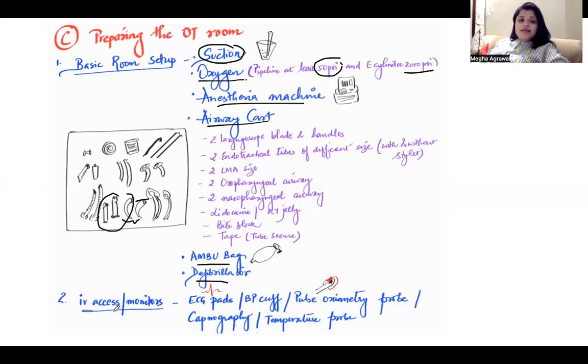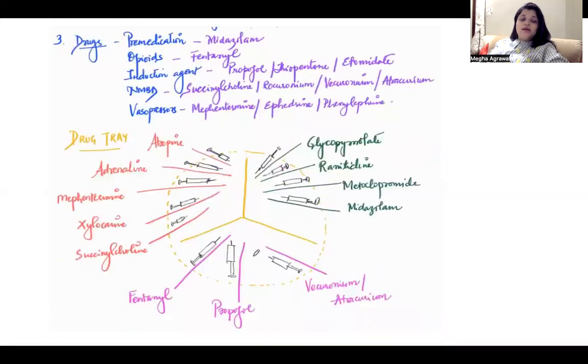After all this, there is IV access and monitors. To monitor the patient during anesthesia, you have to see that you have the ECG pads, BP cuff, pulse oximeter probe, capnography, temperature probe, and that all the monitors are in working condition and the alarms are working. Then the basic setup, IV anesthetic. Then you have to prepare the drugs.